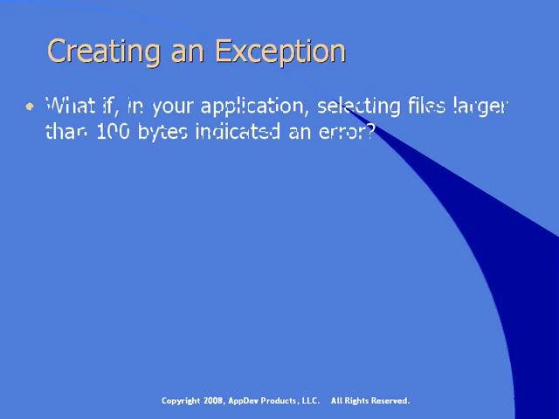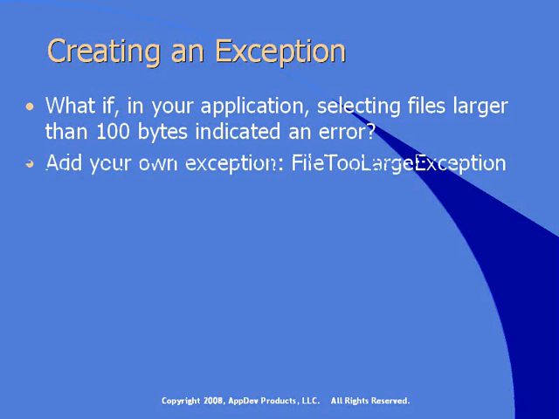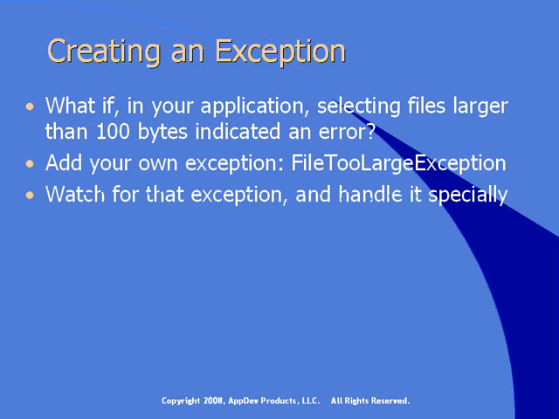What if, in your application, selecting a file larger than, say, 100 bytes is an error? Now, there's no file is too large exception built into the .NET framework. You could add your own exception called FileTooLargeException. You would then watch for that exception and handle it specially. You would have to have code that raised that exception.